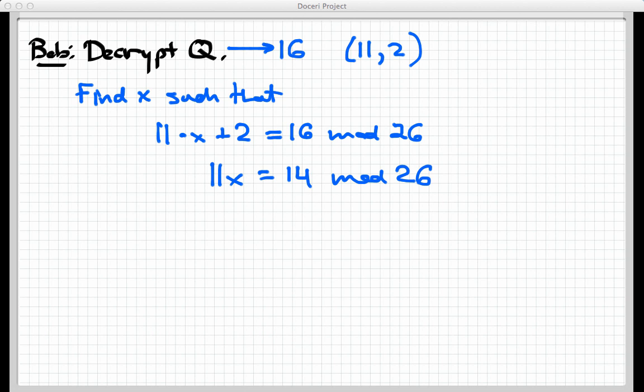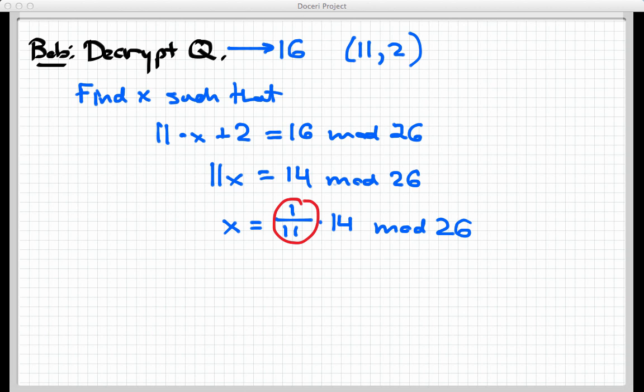If this were just 11x equals 14 for a moment, let's just pretend that's not even here. If this were just 11x equals 14, this would be really simple. We would just say x is equal to 1 over 11 times 14. However, this isn't regular arithmetic, this is modular arithmetic, and so I don't really know what a fraction is in modular arithmetic. In modular arithmetic, the only things that are allowed are integers. So I don't really know what this is. Okay. Another way we often write fractions is with a -1 exponent. So I'm going to write that as 11 to the -1 times 14 mod 26.